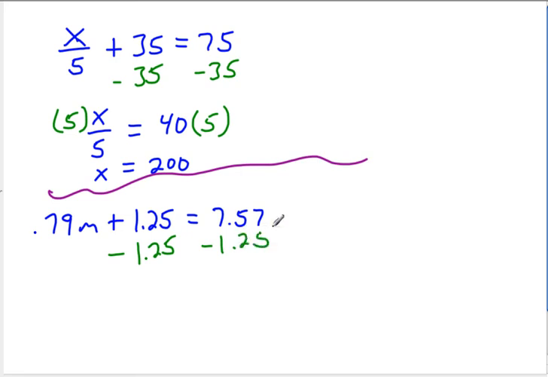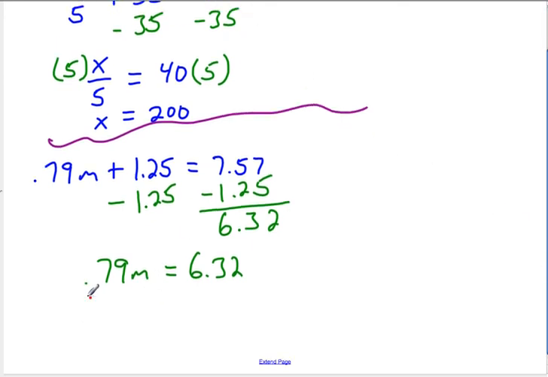Subtracting 1.25. Remember, when you're dealing with decimals and subtraction, you have to line up the decimals. We're going to borrow 15 minus, oh, I don't know why I borrowed. You don't have to borrow. Skip the borrow. Back up. Okay, there we go. 5 minus 2 is 3, and then 7 minus 1 is 6. So we're going to end up with 0.79m equals 6.32. Oh, this looks like it could be somewhat painful, so we're going to have to divide by 0.79.